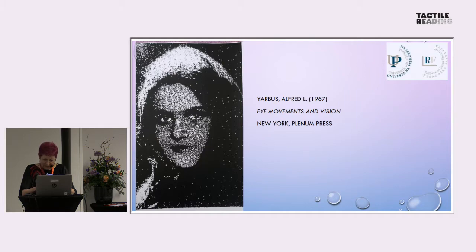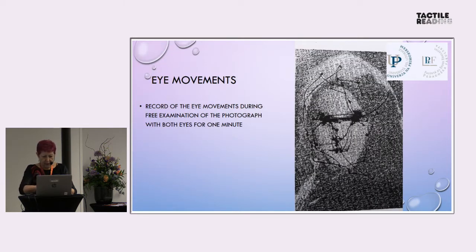Alfred Yarbus made research on how sighted people observe the face of an unknown woman. On the picture presented, you can see the head of a young woman with long hair. He recorded the saccades, that means eye movement, during free examination of the photograph with both eyes for 1 minute. And we can see on this diagram that sighted people spent a lot of time on the eyes, these black lines.